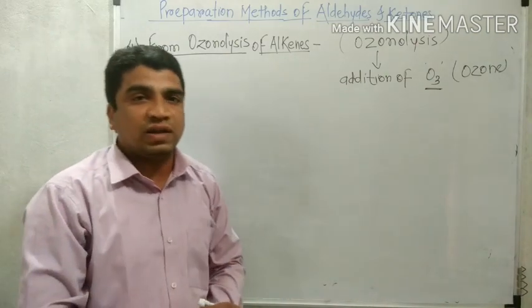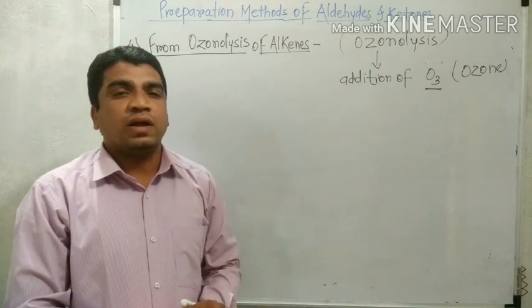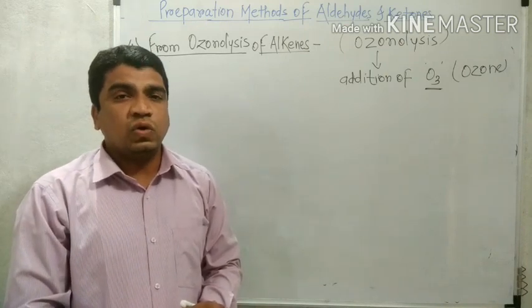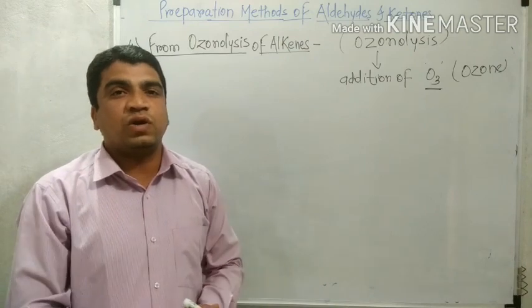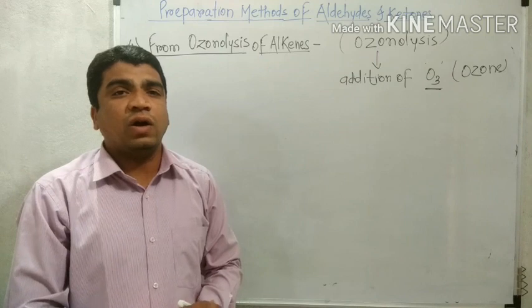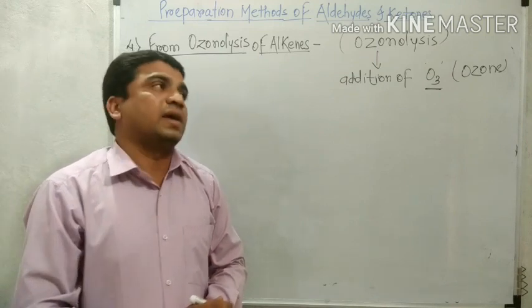So we know what alkene is. They are hydrocarbons that contain a double bond between carbon and carbon. So this addition of ozone to alkene gives the corresponding aldehyde or ketone. It depends upon which type of alkene is taken in the reaction.